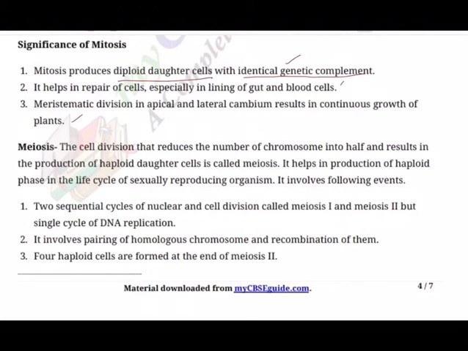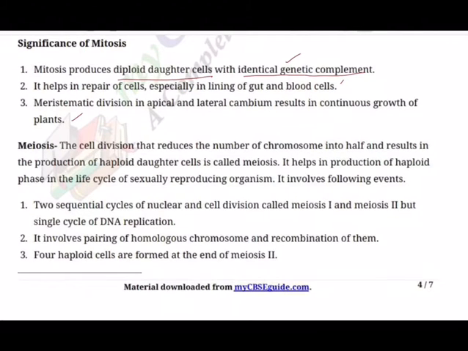The key features of meiosis are as follows. Meiosis involves 2 sequential cycles of nuclear and cell division called meiosis 1 and meiosis 2, but only a single cycle of DNA replication. DNA replication is only single, but as for cell division, there is meiosis 1 and meiosis 2. And meiosis 1 is the first division of meiosis, it is the actual RD, reduction division.